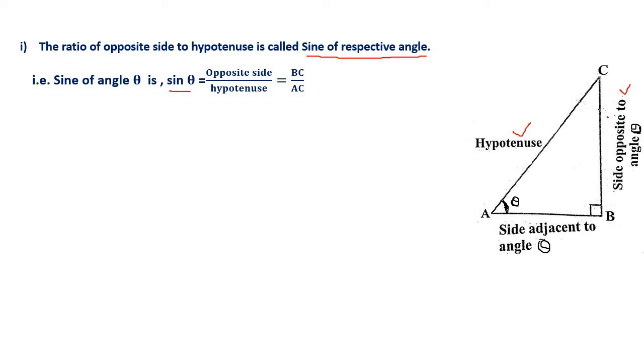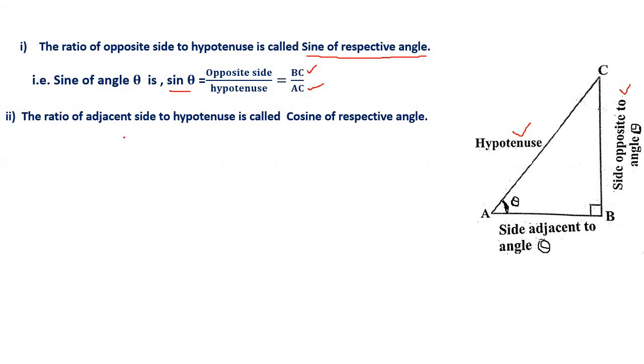Here the opposite is BC and the hypotenuse is AC. So sine theta is BC divided by AC. Sine theta is nothing but the opposite side divided by the hypotenuse side, which gives the sine of the angle. So the measurements of BC to AC give the sine of the angle.